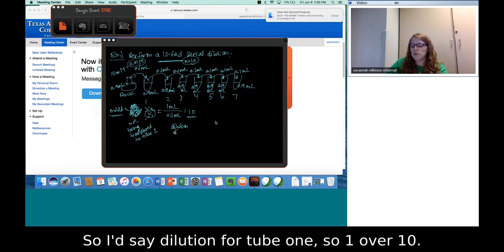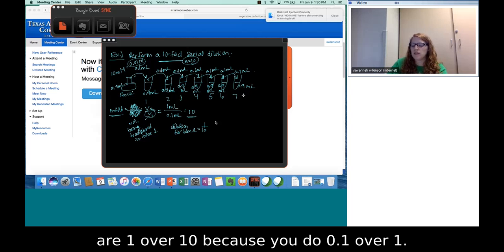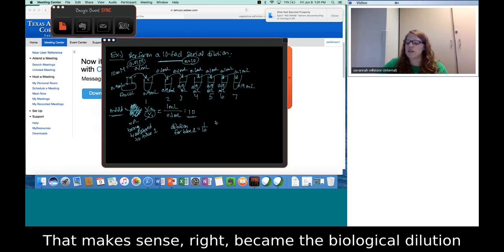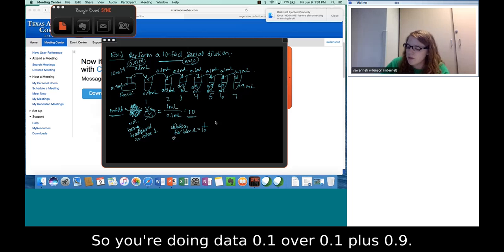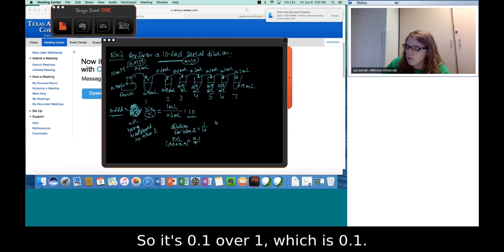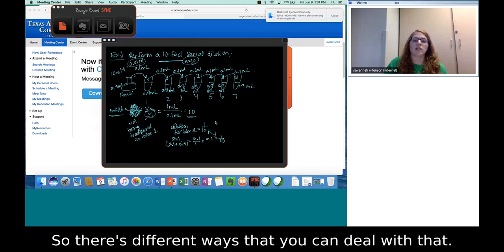So I'd say dilution for tube 1 is 1 over 10. Dilution for tube 2 is also 1 over 10 because the individual dilution for each of these tubes is 1 over 10, because you do 0.1 over 1. That makes sense, right? Because the dilution is the amount transferred over the total volume. So you're doing 0.1 over 0.1 plus 0.9. So it's 0.1 over 1, or just 0.1, and 0.1 is 1 over 10. So that's the same thing. So there are different ways that you can deal with that.